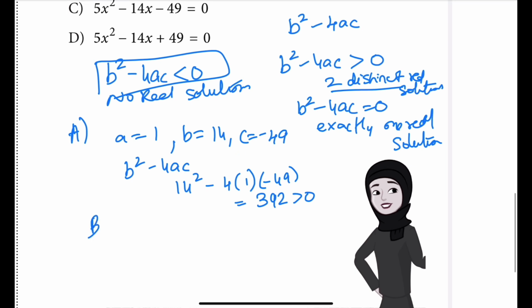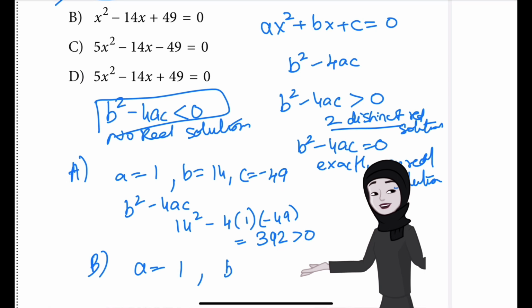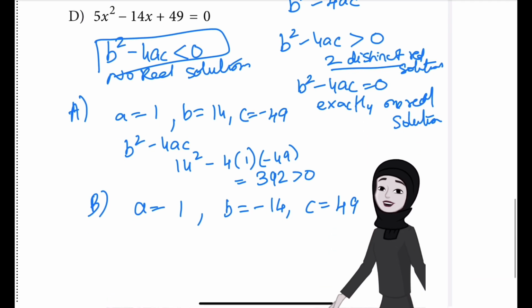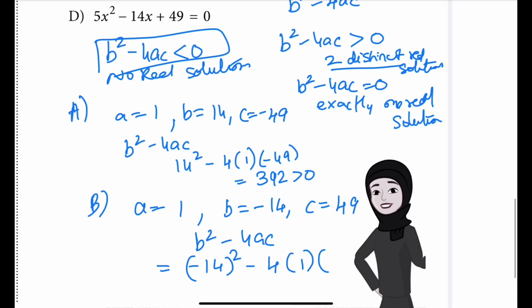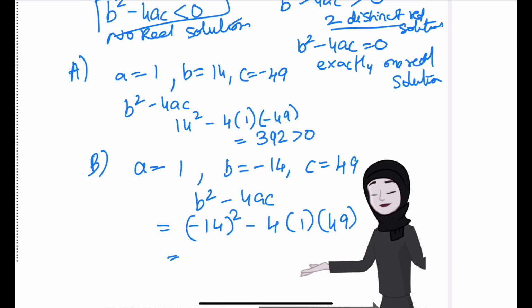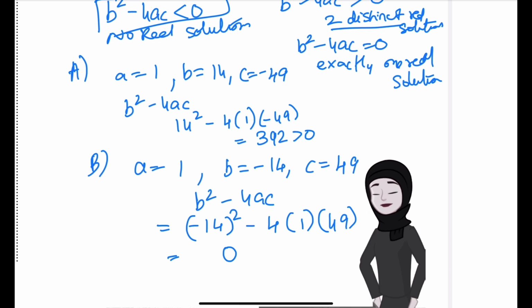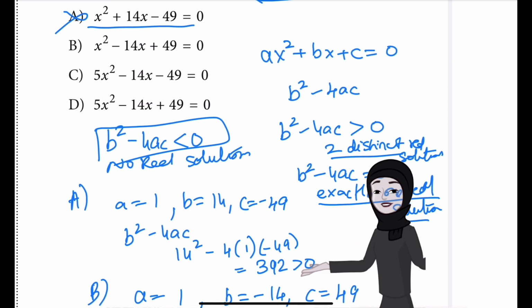Now what about answer choice B? For answer choice B, a is 1, b is negative 14 and c is 49. Now b² − 4ac will be equal to (−14)² − 4 times 1 times 49. When you simplify this, you will get 0. Since the discriminant is equal to 0, that means it has exactly one real solution. So it cannot be B.